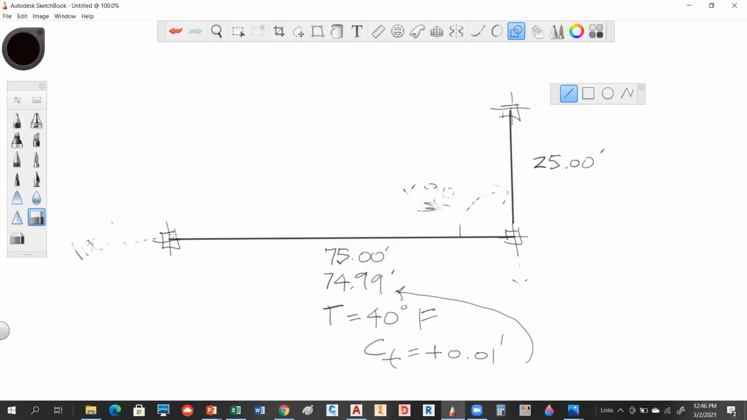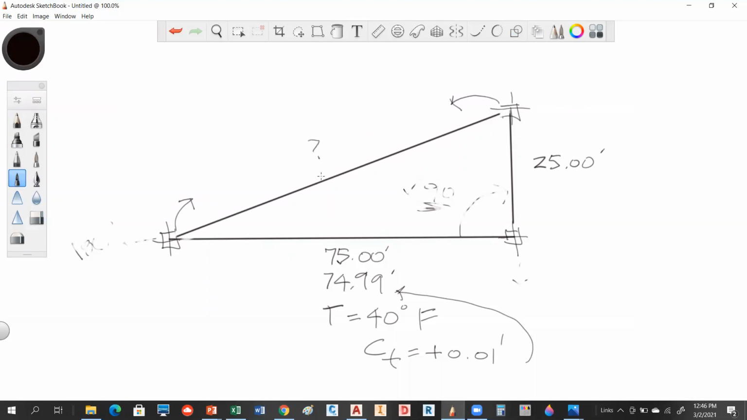Why didn't that work? Okay. Oh, I'm in erase mode, not a draw mode. Okay, so I'm going to measure this distance using the EDM, and I'm going to measure this angle using the total station.